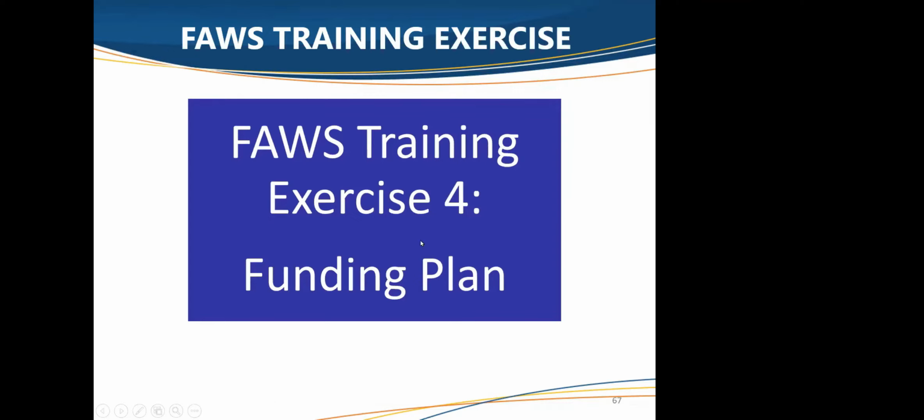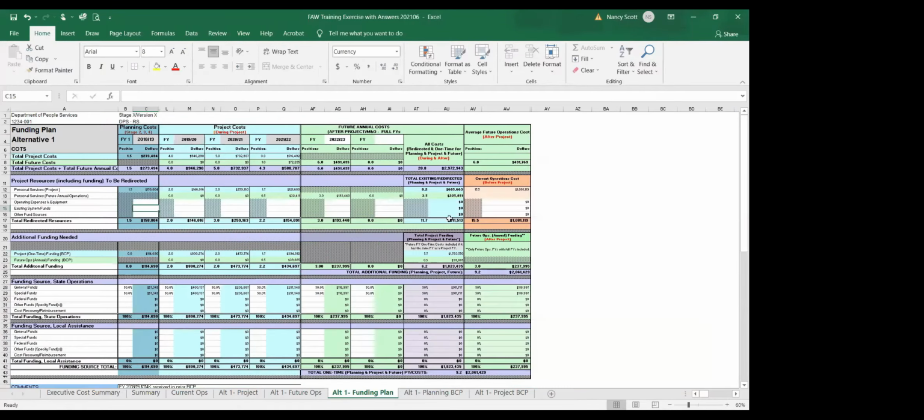I want to bring up the sheet before we go on to the exercise. So I have the answers again, and here's the funding plan. And when we look at this funding plan, as we were talking about, all of these figures are automatically entered. The fiscal years for the planning, fiscal years for the project. The only things that would need to be entered are on future annual costs.